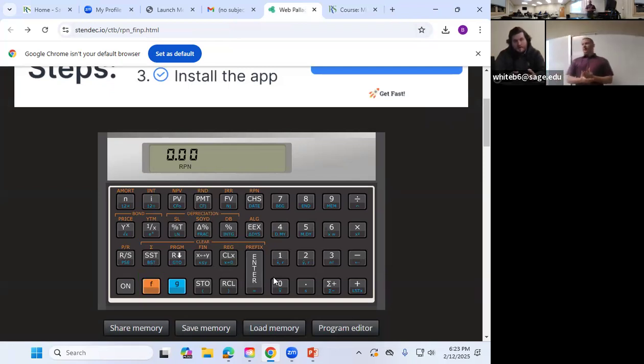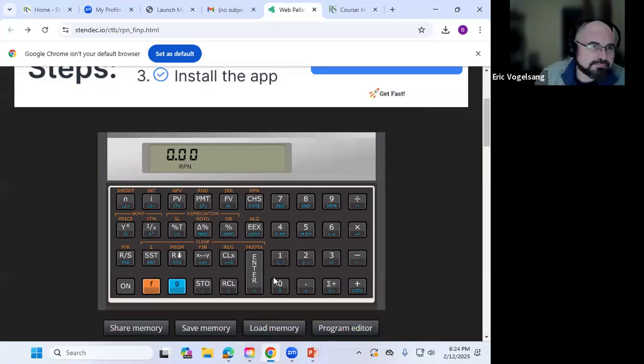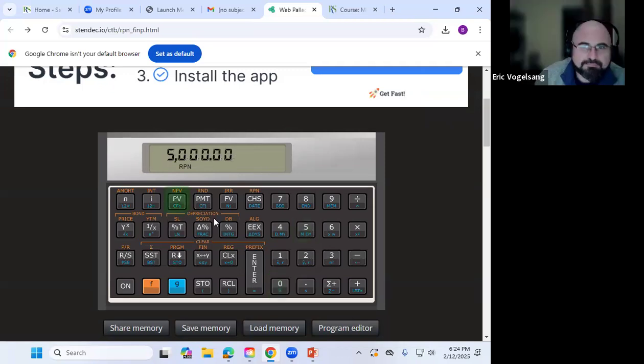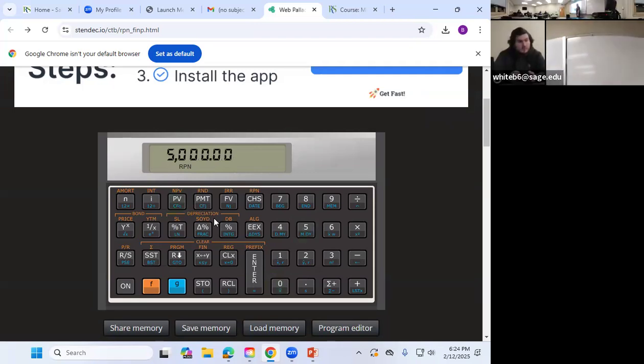Is that present value? Is that payment? Is that future value? Interest or periods? Where would I put my $5,000 in this financial calculator? Where's it gonna go? Who wants to try? Present value? Everyone agrees? Online, we agree? All right, let's take it. Perfect, $5,000.